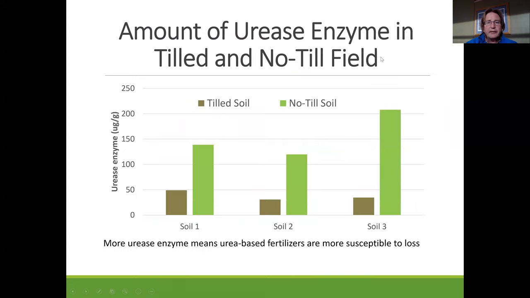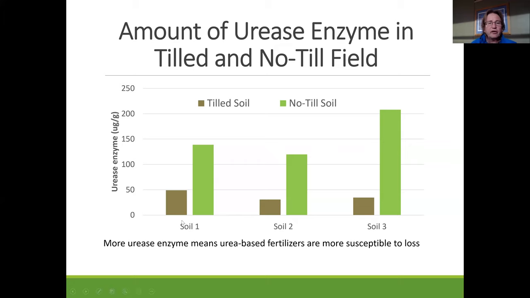The first thing to understand is that there's an enzyme called urease in your soil. What that does is cleave urea-containing fertilizers like urea or urea ammonium nitrate into nitrogen gas, and that nitrogen gas is lost to crop production. What I want you to notice here is the concentration of urease enzyme on the y-axis, and these are different soils on the x-axis. In a no-till soil, there's a lot more urease enzyme in the profile compared to the tilled soil.